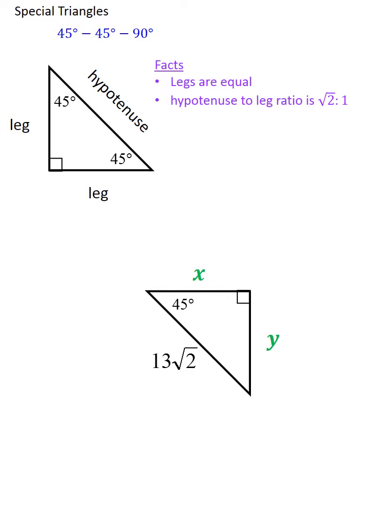Here's another example. Again, because we have a 45 degree angle there, the other one must be 45, therefore we have a 45, 45, 90 triangle.